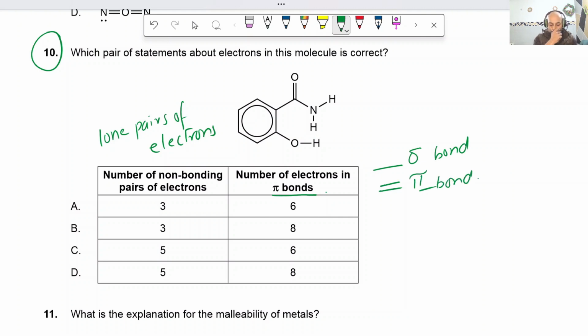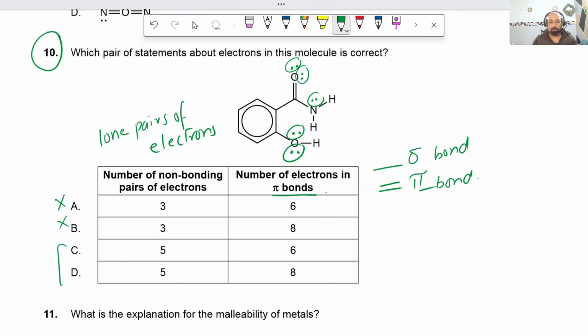Now, first of all, let's look through the number of non-bonding pairs of electrons, the electrons which are not involved in the bonding process. So this oxygen has 2 lone pairs, this nitrogen has 1 lone pair of electrons, and this oxygen has 2 lone pairs of electrons. Right? So how many pairs do we have? 1, 2, 3, 4, 5. So this row is C and D. So we have to look through C and D. We can eliminate A and B.